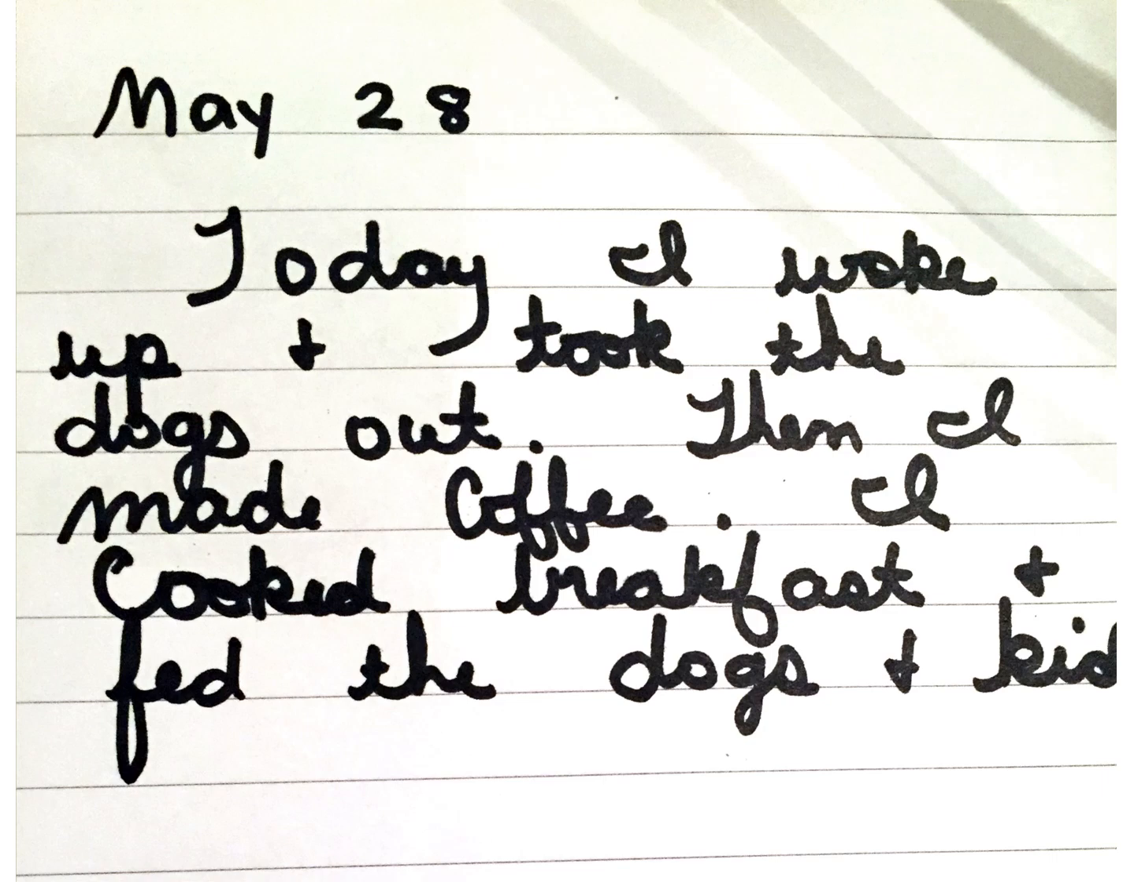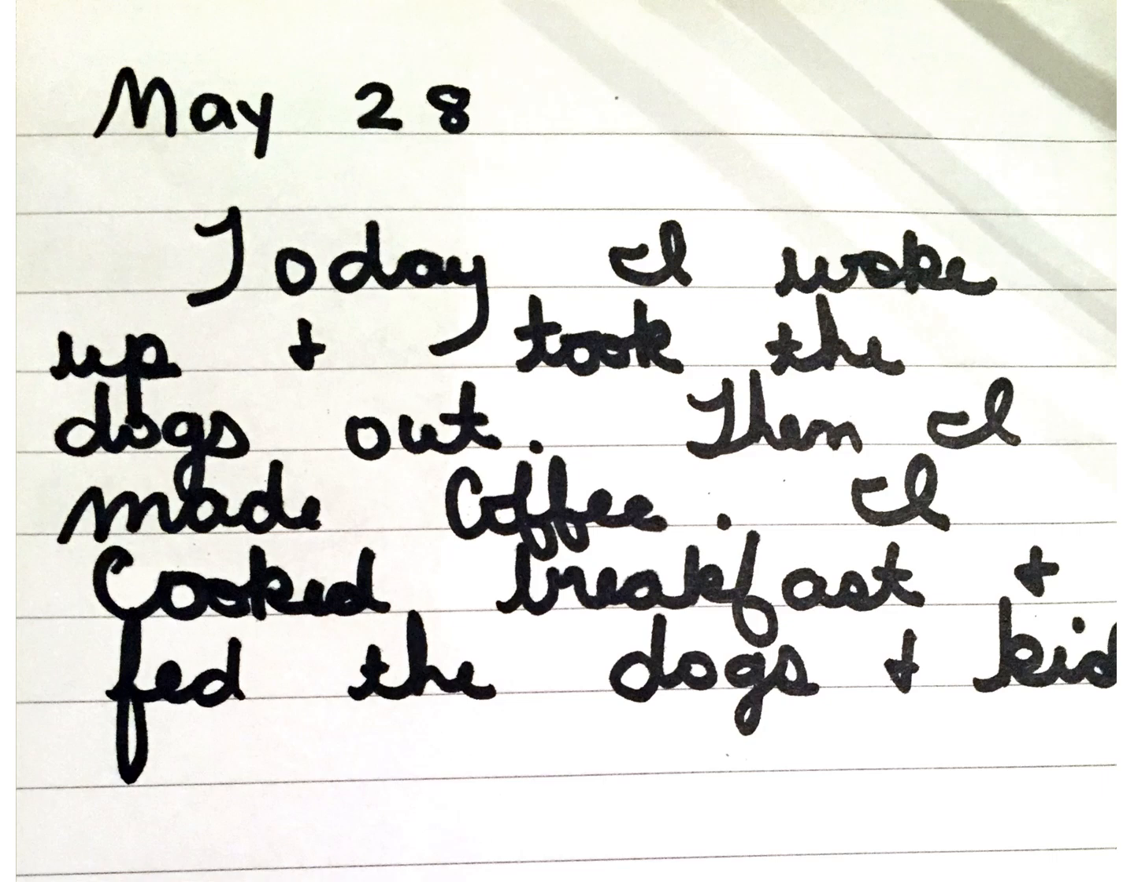So here I am opening up my journal. You know a journal is just what happens in our day-to-day lives that we journalize. It is the same thing in accounting, and I'm going to show you how. So this is an example of my personal journal if I were to keep one. May 28th, today I woke up, took the dogs out, then I made coffee and cooked breakfast and fed the dogs and kid. Actually, it's kids. So this is just an example of what happened in my day-to-day life on May the 28th.